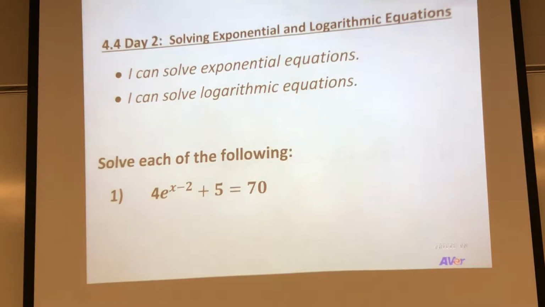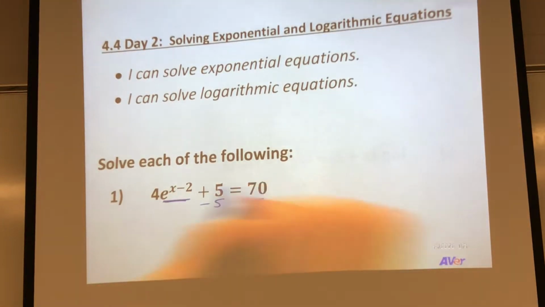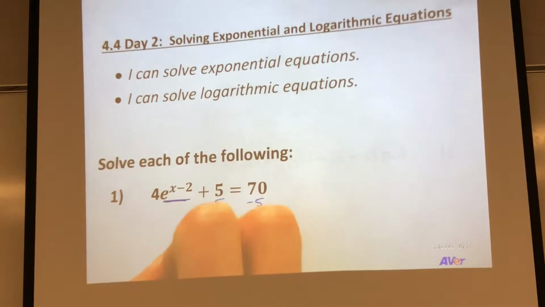So if we're trying to isolate this power here, the e to the x minus 2, that's the part we're trying to get by itself. That means we first have to start by subtracting 5. So we're going to subtract 5 from both sides. We have 4 times e to the x minus 2 equals 65.